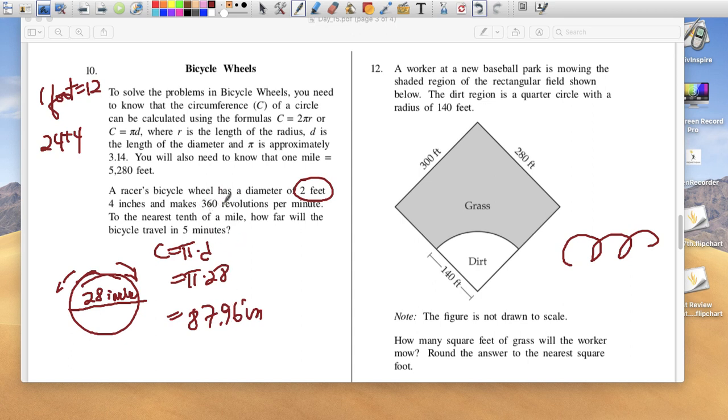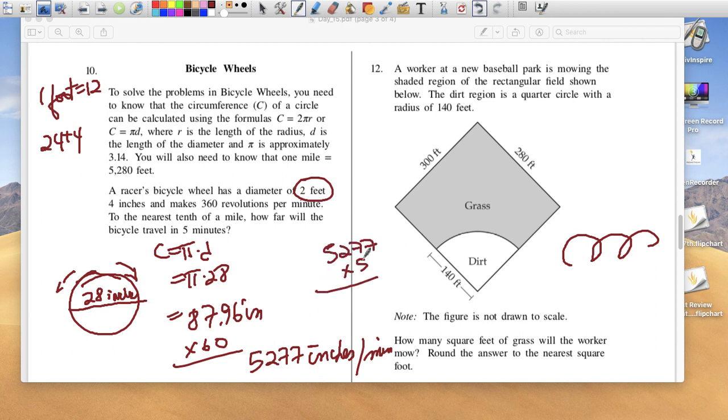But it does 360 revolutions in 1 minute, so let me multiply this by 60. In 1 minute, it goes 5,277 inches. Now, it says how far will it travel in 5 minutes? Well, multiply that by 5. 5,277 times 5 gives us 26,389 inches.